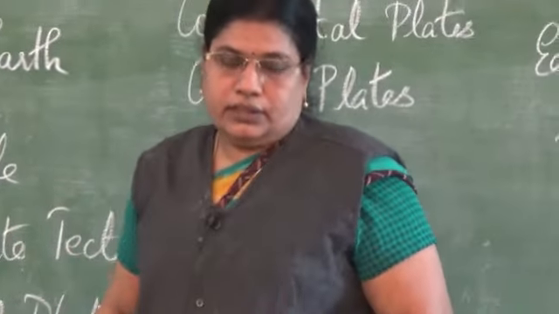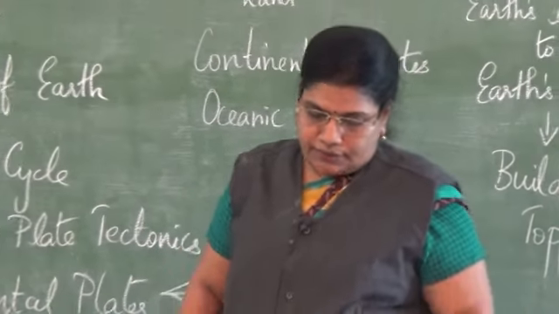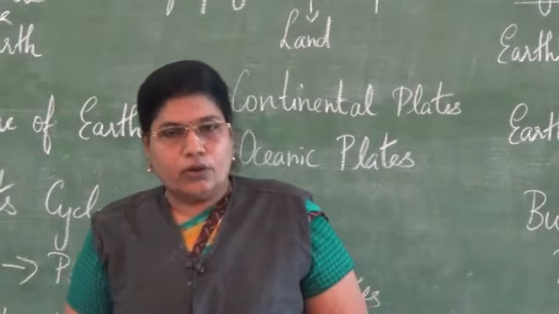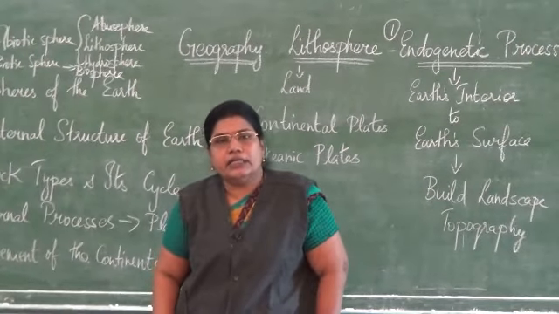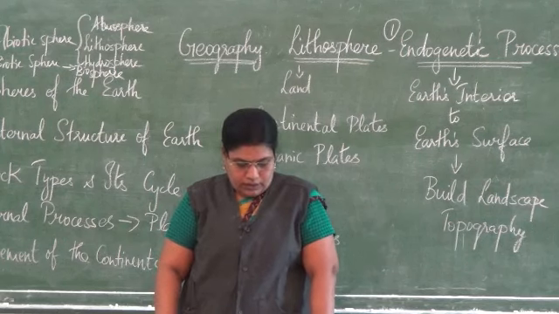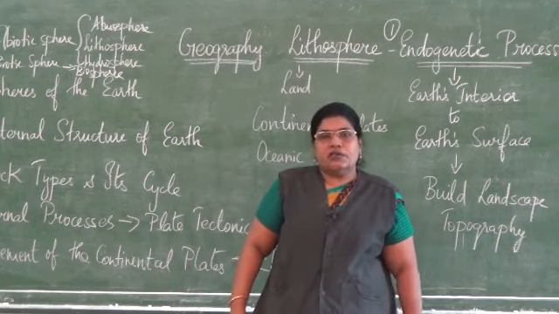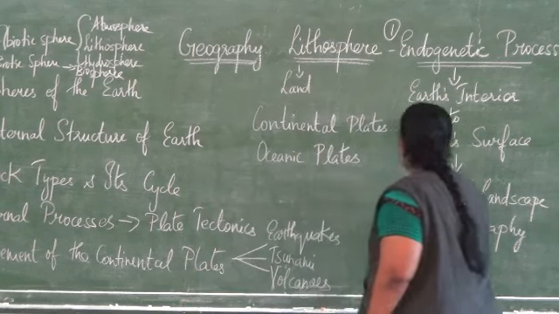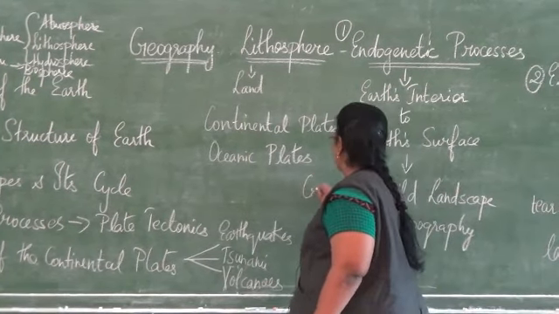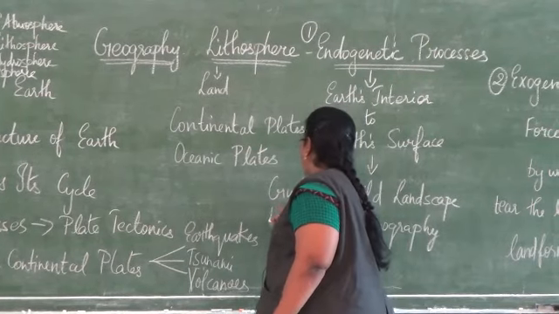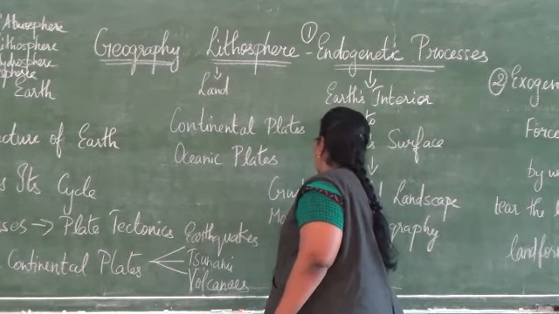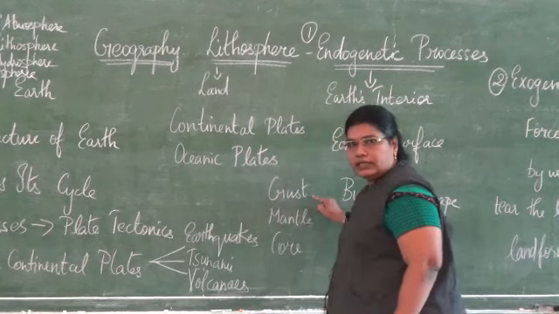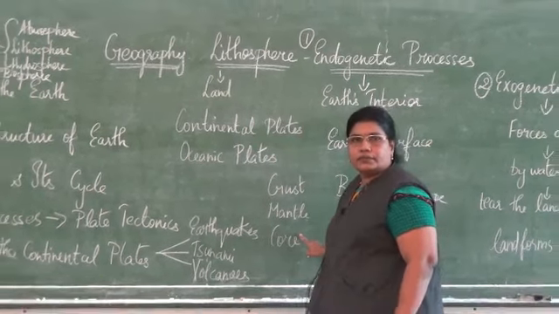Structure of the Earth. The outer surface of the Earth and the inner core of the Earth are different in nature. The Earth's interior is divided into three layers, namely the crust, mantle, and the core. Crust, mantle, and core.